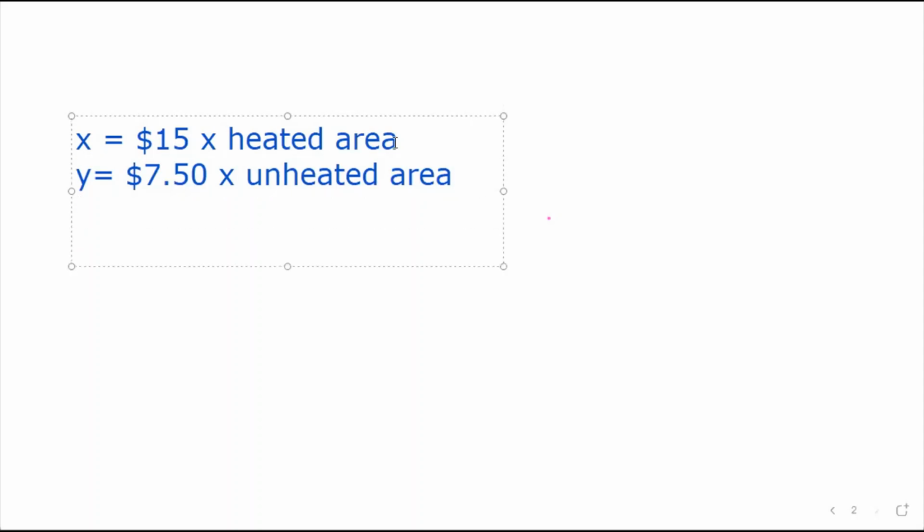And our permit costs, that's going to be (X plus Y), because they said we add those two together and then we multiply them times 0.0055. And remember, those parentheses are going to be very important right here because of the way we have to add them and then multiply them by 0.0055.